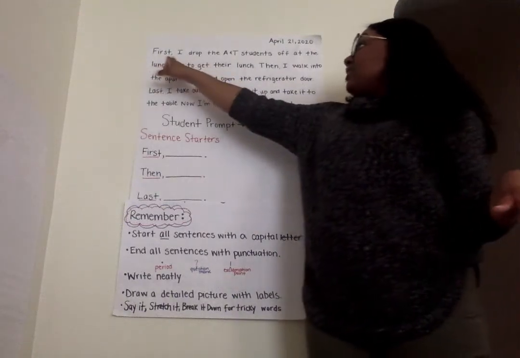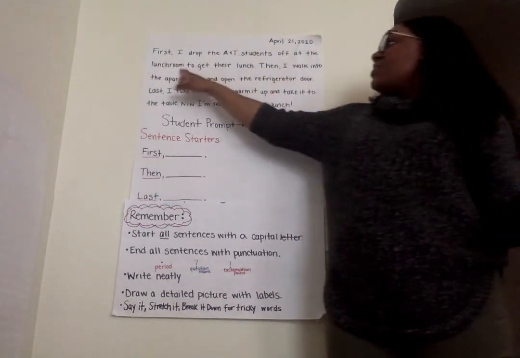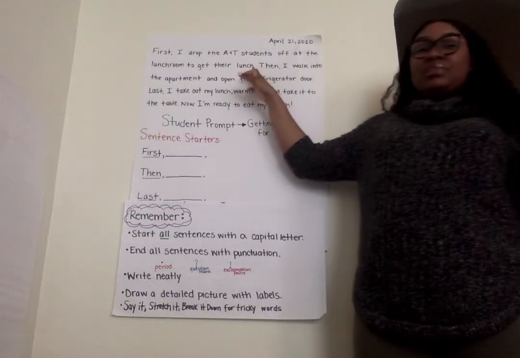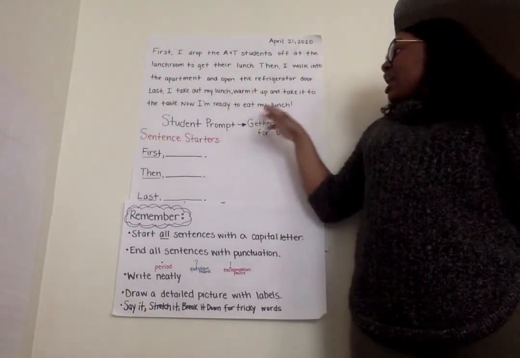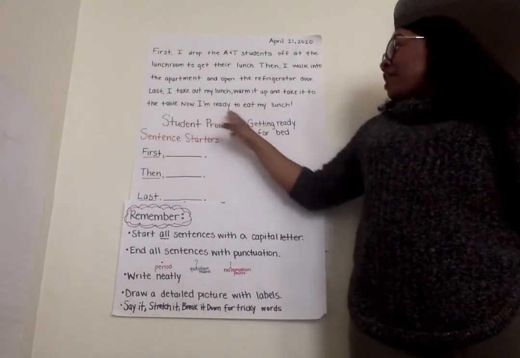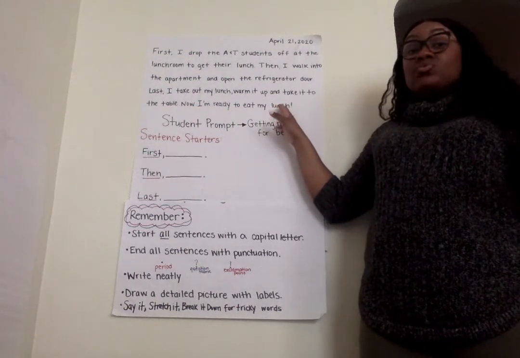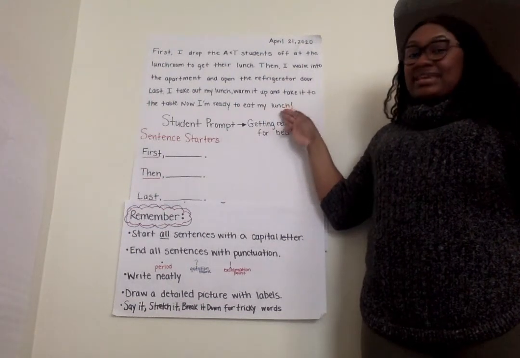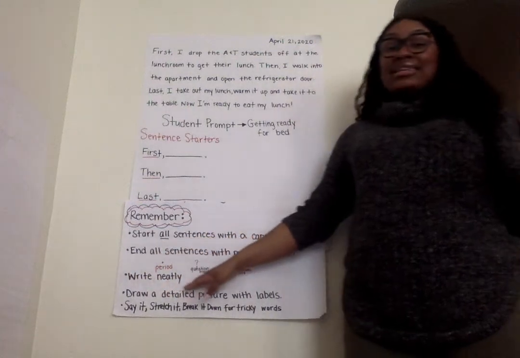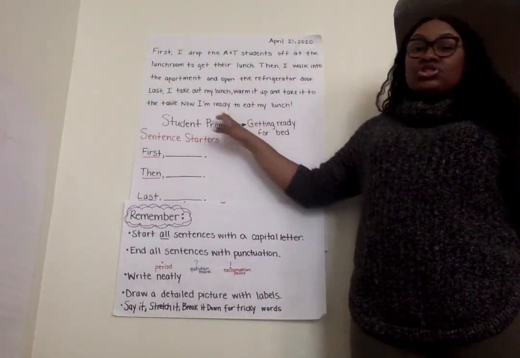So my first sentence, I said, first I dropped the A&T students off at the lunchroom to get their lunch. I ended with a period because I wasn't asking a question and I wasn't really excited when I said that. But my last sentence, it says, now I'm ready to eat my lunch. I was really excited when writing that, so I made sure to put an exclamation point at the end of that sentence. Make sure you write nice and neat so anyone who wants to read your work can read it with no problem.